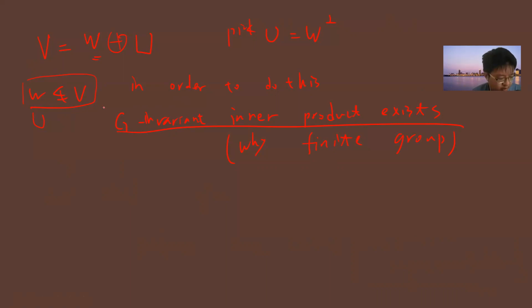So let's suppose you can pick any inner product on the vector space. Whatever inner product you have, you can define another inner product. Call this the inner product of V and W, defined by summing over g in G, with 1 over |G|, of the original inner product applied to rho(g)V and rho(g)W. Since it's a finite group, this sum is finite.